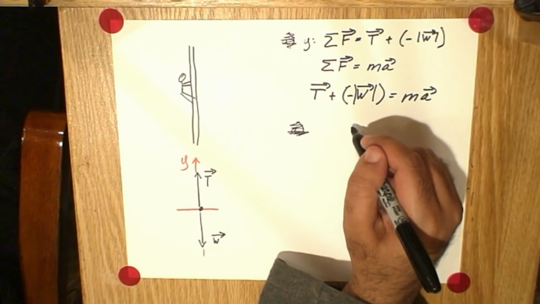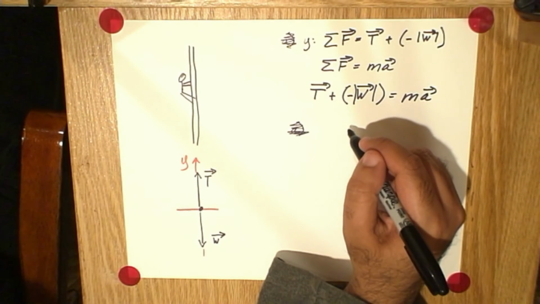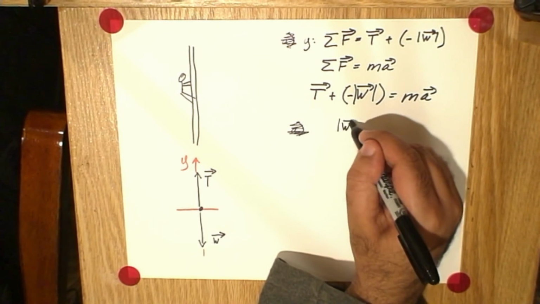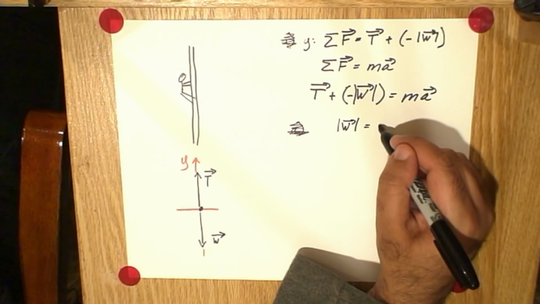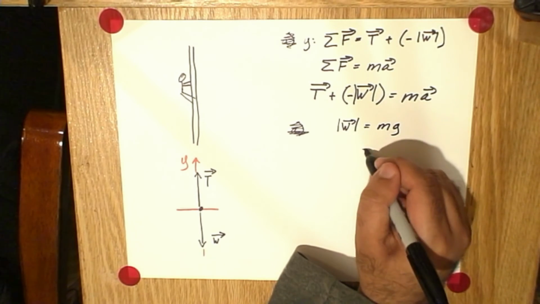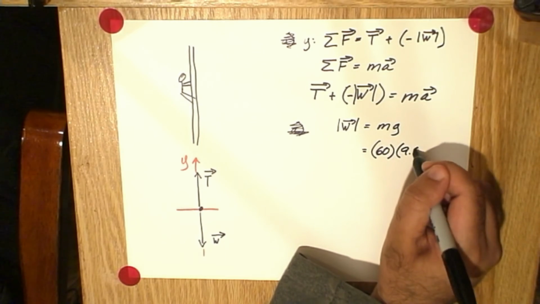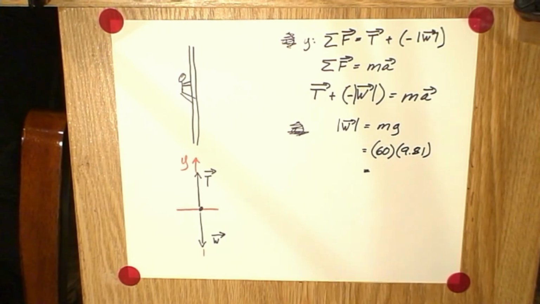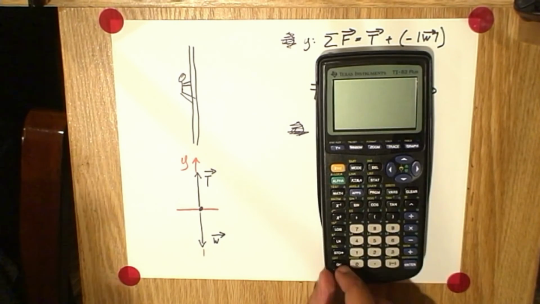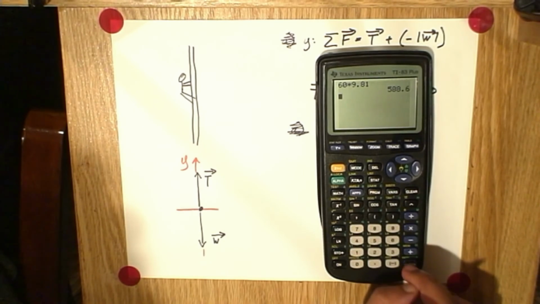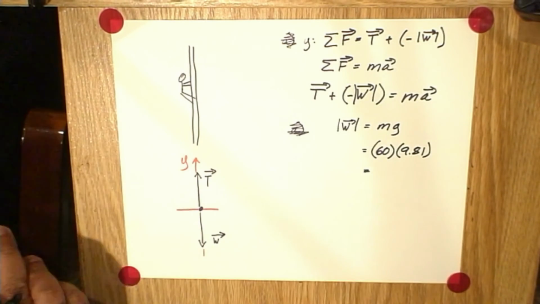Why? Because we still need to figure out what the weight is. The weight of our hero is given by mass times gravity: mass 60, gravity 9.81, and 60 times 9.81 will give us 588.6.